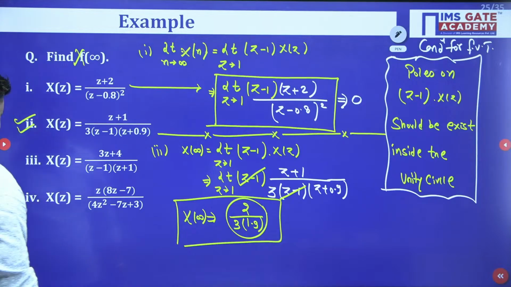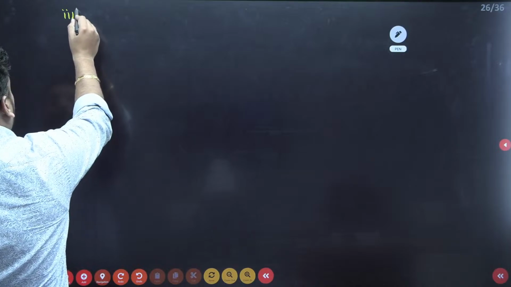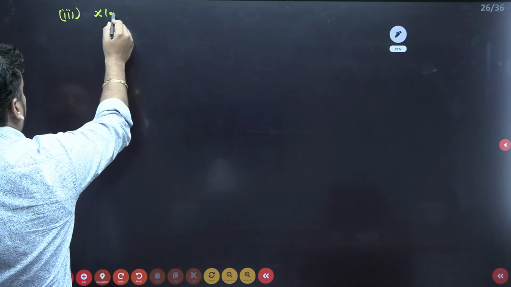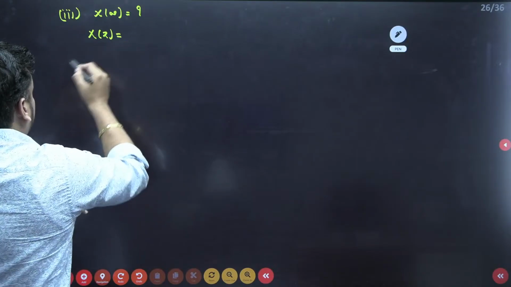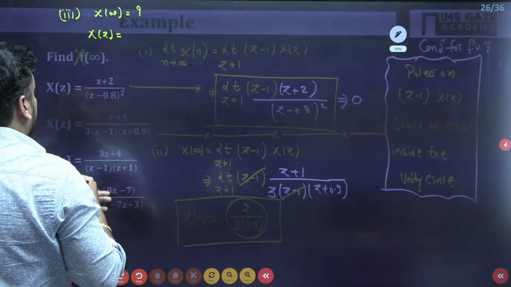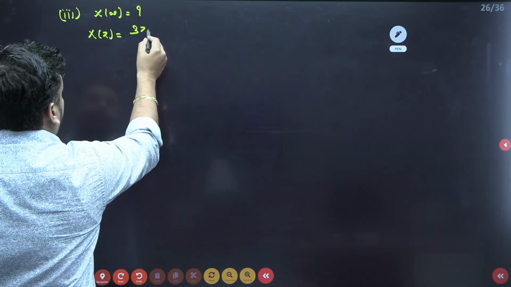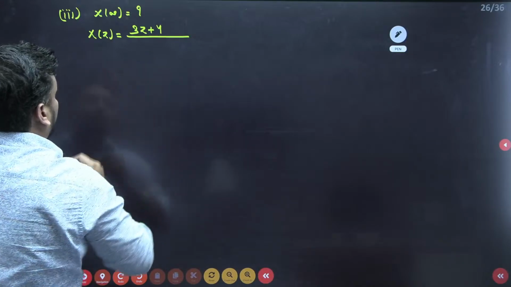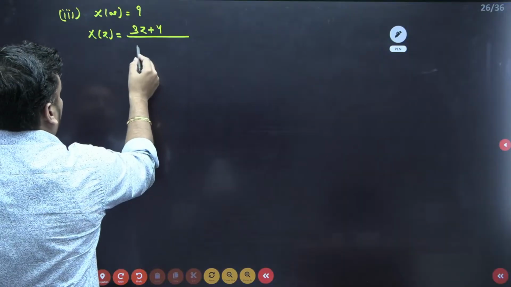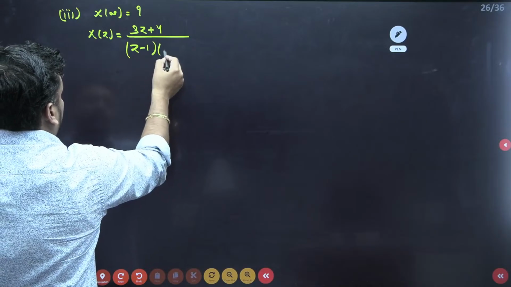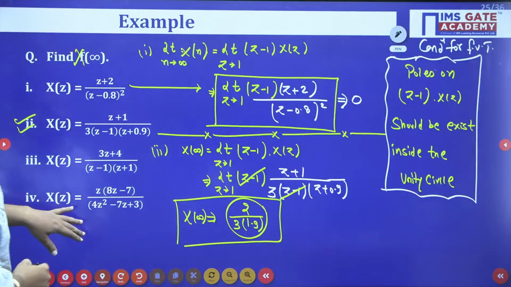Okay. So now I am solving the third question here. My third question I am writing here. First of all, we have to find x of infinity, and the X of z value is given to us. What is the X of z value given to us? The X of z value given is (3z plus 4) upon (z minus 1) into (z plus 1).